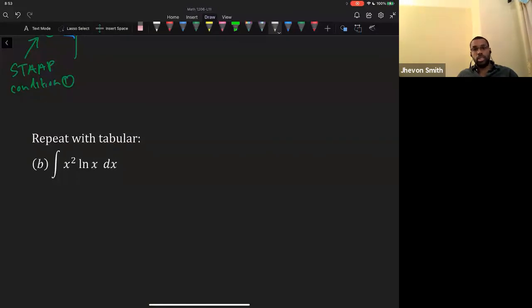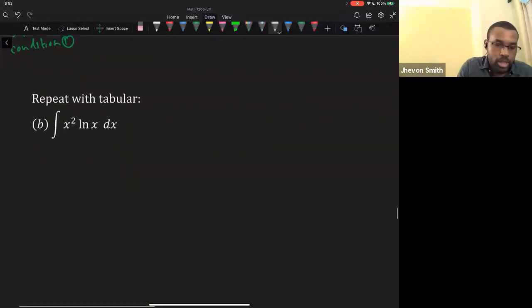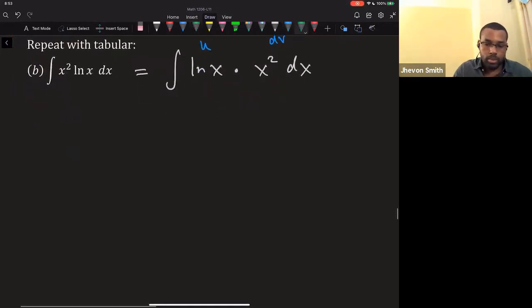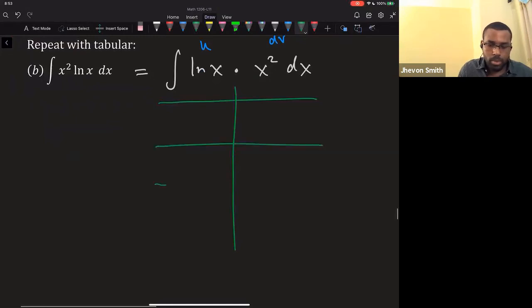x squared ln x. You can still do this. The first thing you would do is actually rewrite it in another order, because I want my u on this side and my dv on that side. I would have a table. Differentiate the ln. That's 1 over x. Integrate this guy, x cubed over 3.